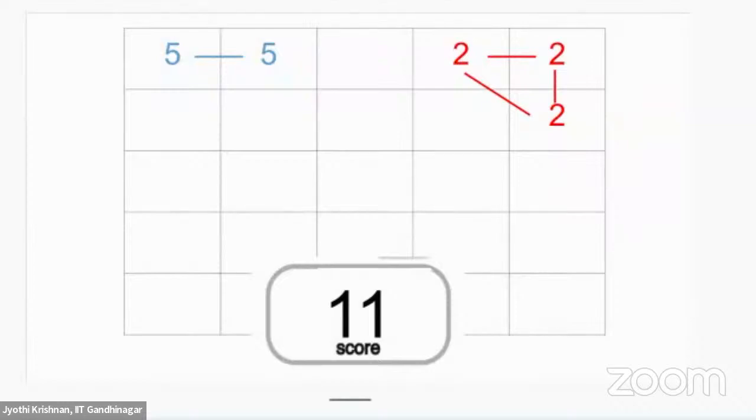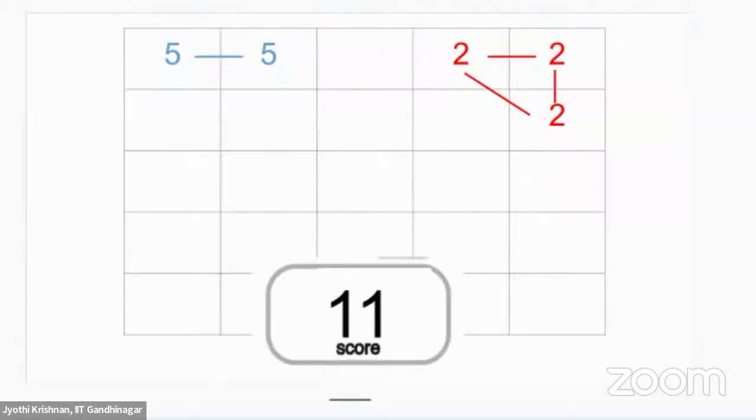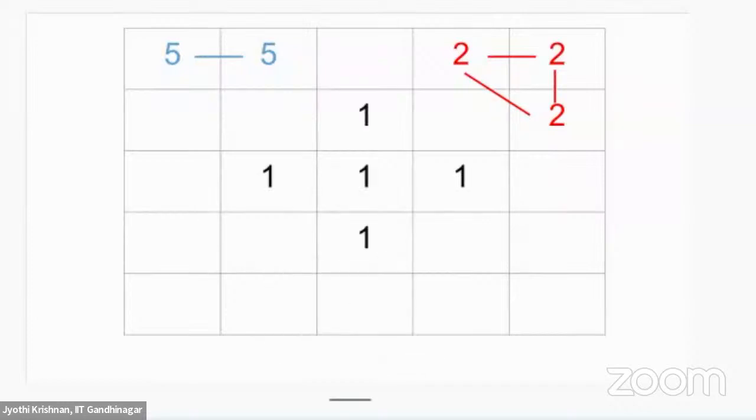Let me ask you our first poll question. Okay, so the question is, if the score for this is 11, can you tell me what the score is now? Let me launch the poll. Okay, so tell me what the score is now.